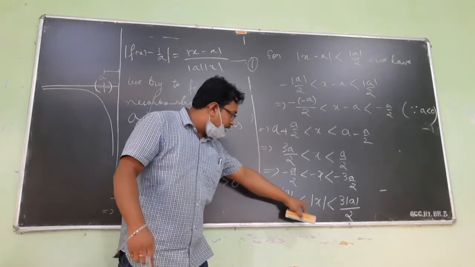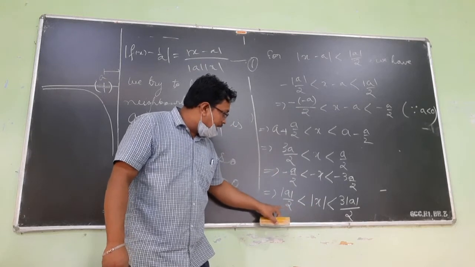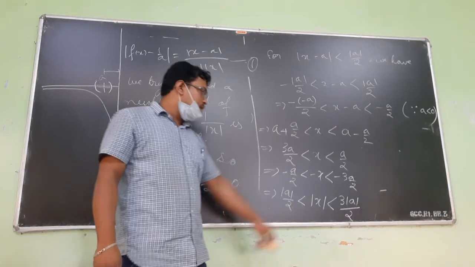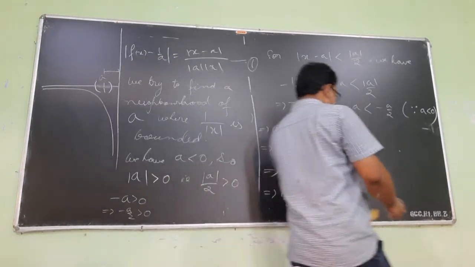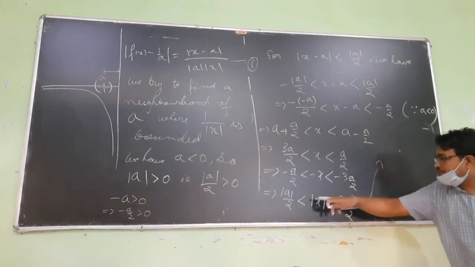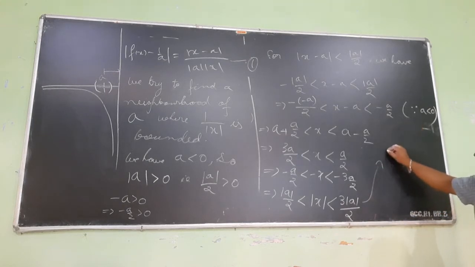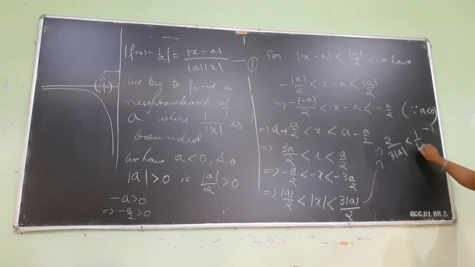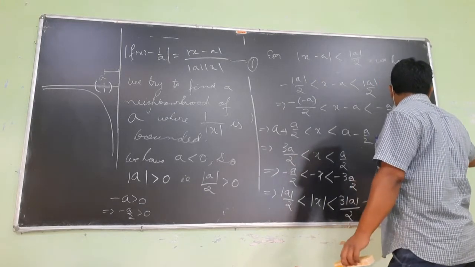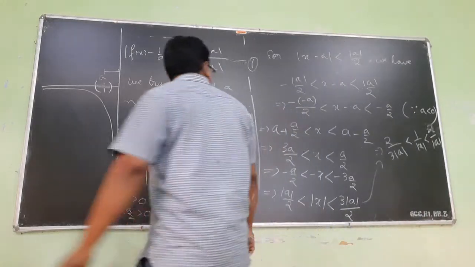So from here what can you write? What is 1 by mod x? 1 by mod x will lie between what? So there is no 0 here because these two are positive quantities. There is no 0 involved, so we can take reciprocal. So this implies 2 by 3 mod a is less than 1 by mod x, and this is less than 2 by mod a. So 1 by mod x is lying between 2 by 3 mod a and 2 by mod a.